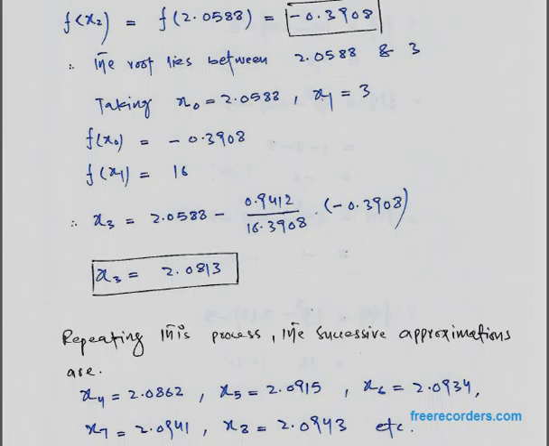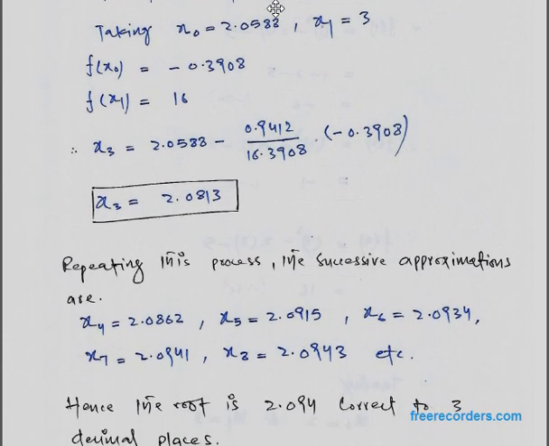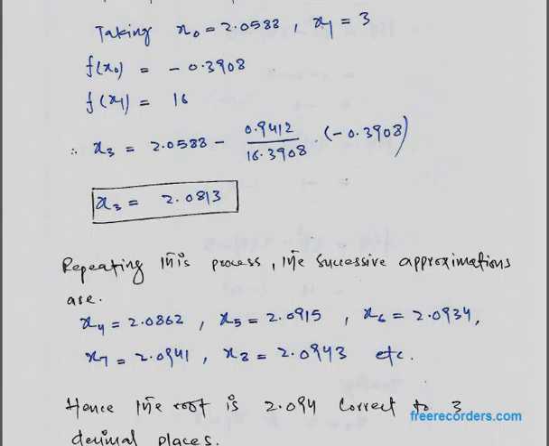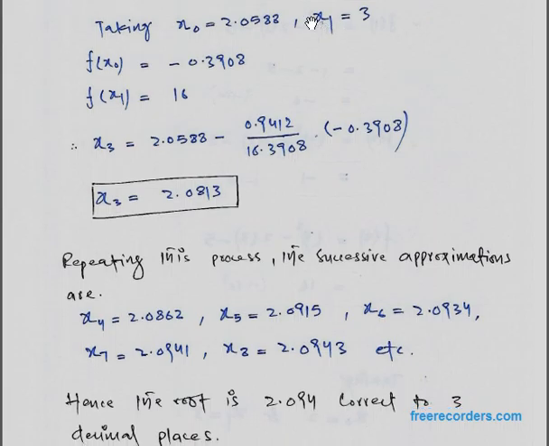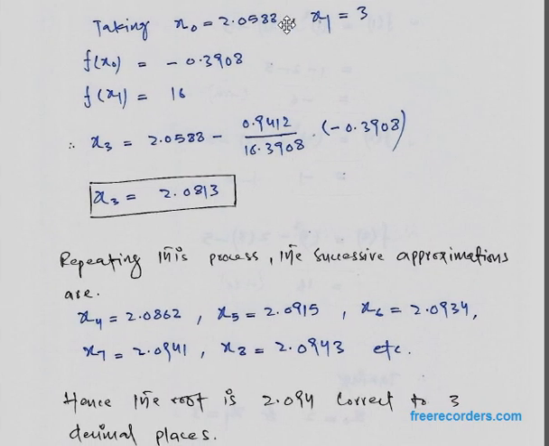So here x8 is correct up to 3 decimal places. So hence the root is 2.094, which is correct to 3 decimal places, and that is our answer. So this is how this method works.